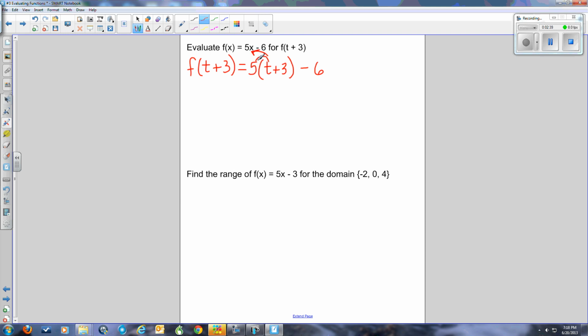Now I'm going to distribute. So I have 5 times t is 5t. 5 times 3 is 15. And then we bring down the minus 6. So combine our like terms. We have 15 minus 6, which gives us 9. So we end up with 5t plus 9. So that is our value of f of t plus 3.